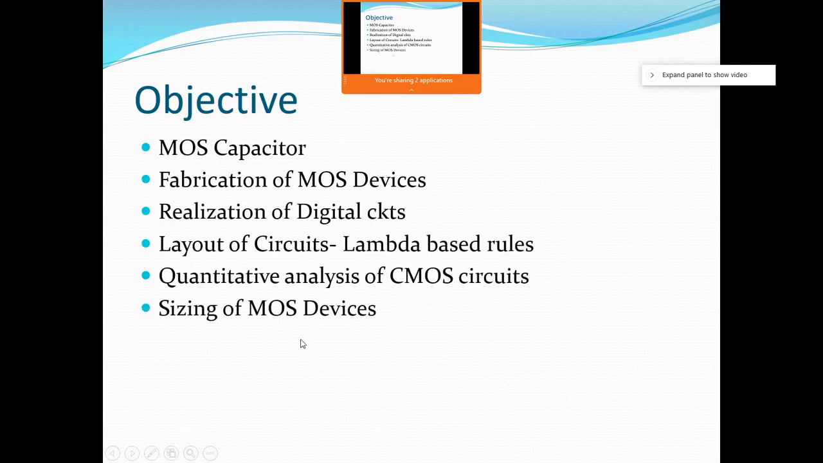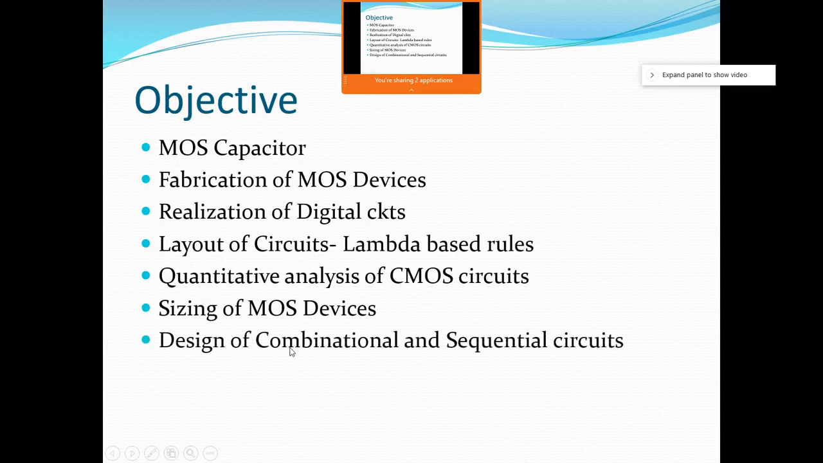Then of course we'll also spend time on the impact of sizing of MOSFETs on the performance of the entire system. And then we have, of course, this is very interesting. As I was saying, you can design any digital circuit. It need not be combinational, it can be sequential also.